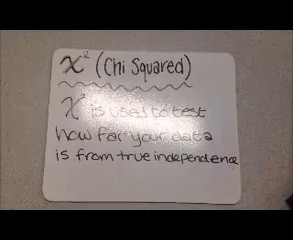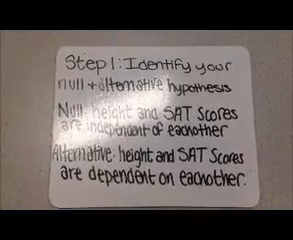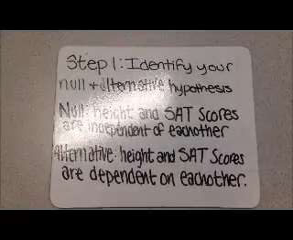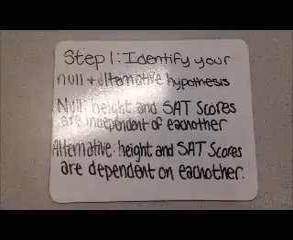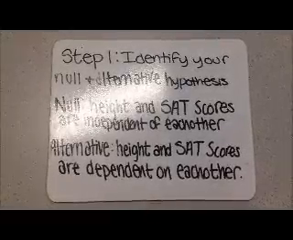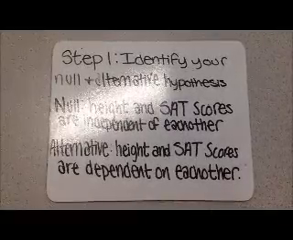Chi-squared is used to test how far your data is from true independence. The first step to finding chi-squared is identifying your null and alternative hypothesis. Your null hypothesis is that height and SAT scores are independent of each other, and your alternative hypothesis is that height and SAT scores are dependent on each other.